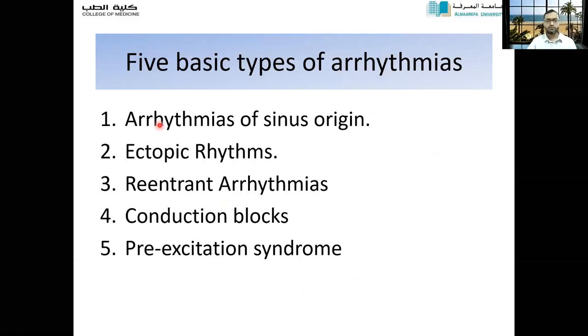So we have 5 basic types of arrhythmias: arrhythmias of sinus origin or of ectopic origin. It can be, as I said, in the atrium, junction, or ventricle. It can be because of a reentrant arrhythmia. This is the etiological classification. What is the mechanism behind the arrhythmia? It can be conduction block, or it can be an abnormal pathway, that is known as pre-excitation syndrome. So if you combine the whole thing, on the basis of the origin, the etiology, and the mechanism, arrhythmias can be classified in different ways.